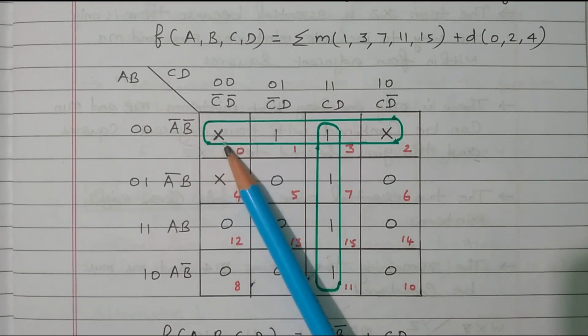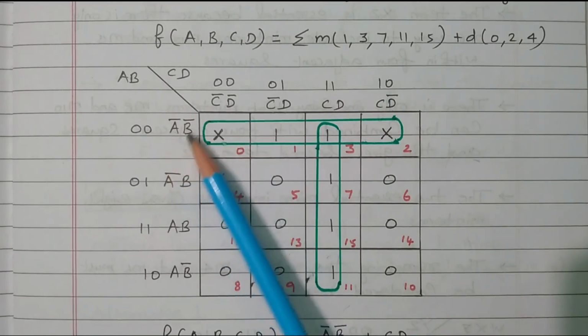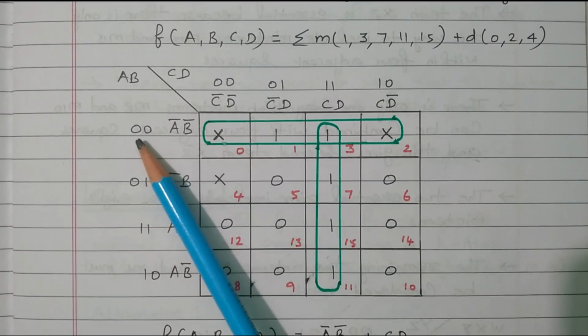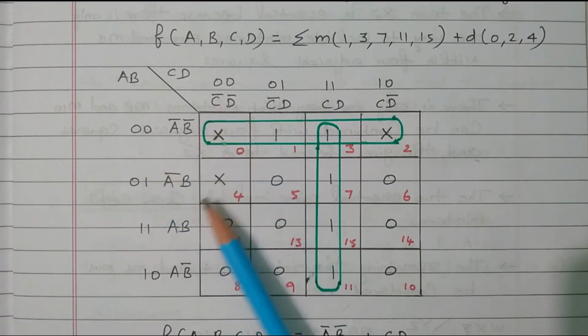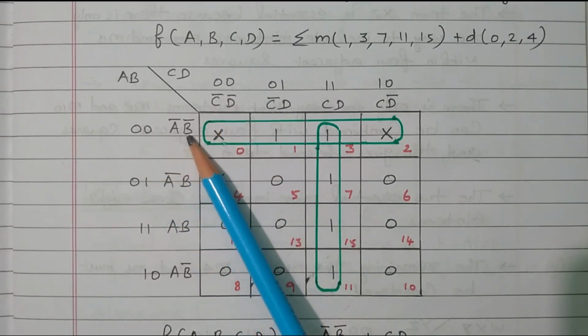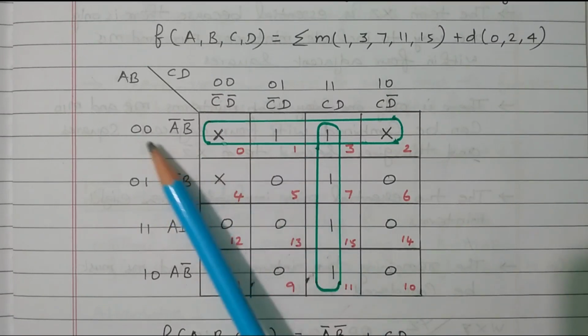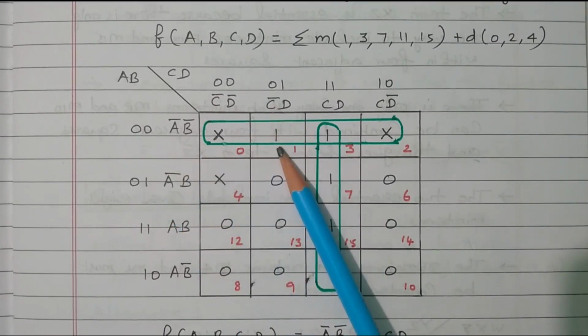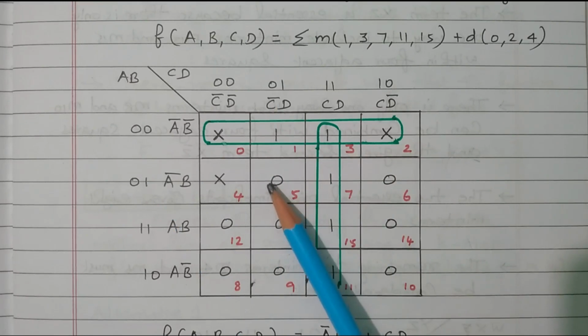So the first cell is A bar, B bar, C bar, D bar, otherwise 0 0 0 0. The second cell is A bar, B bar, C bar, D, otherwise 0 0 0 1. Like that we can map the K map.